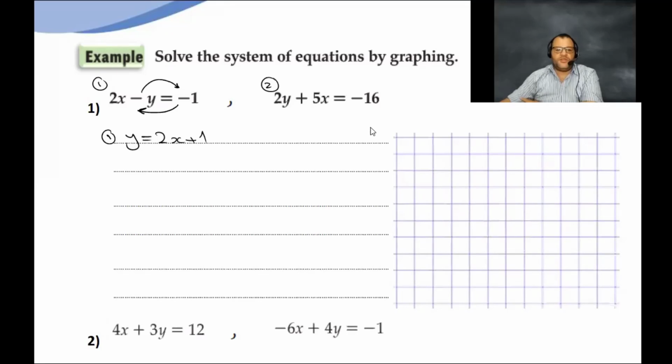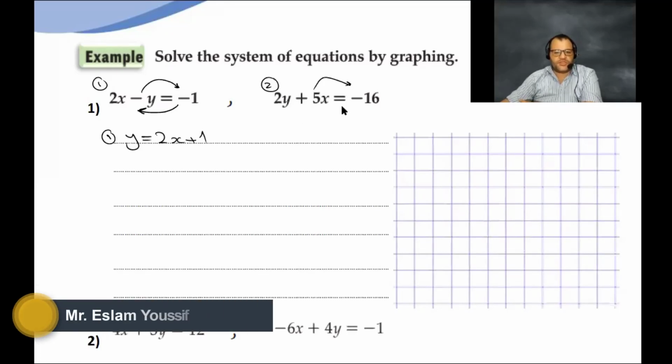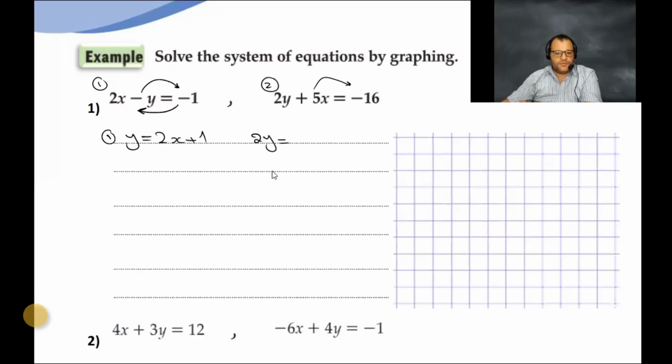Okay. And for this one, shift 5x to the other side, so it will be 2y equals negative 5x minus 16. Then y equals negative 5 over 2 x minus 8. Any problem until now? No.